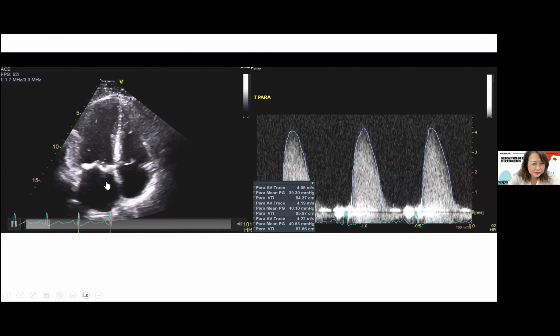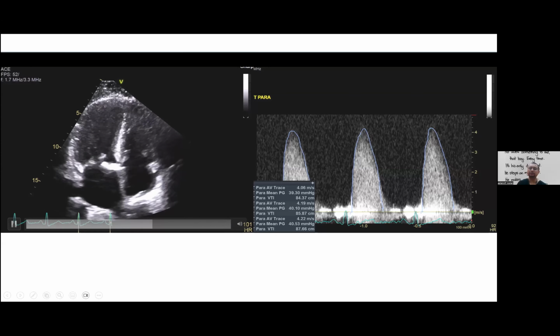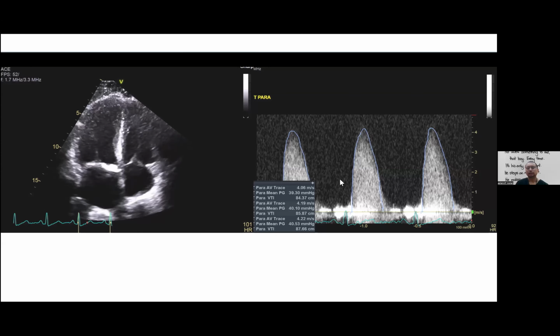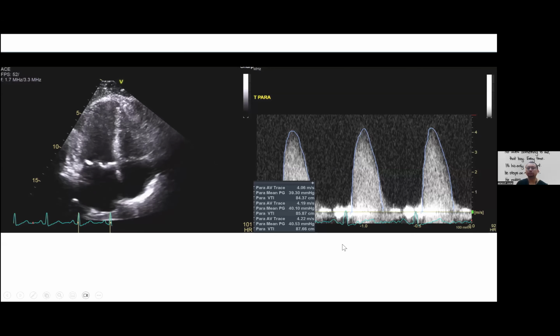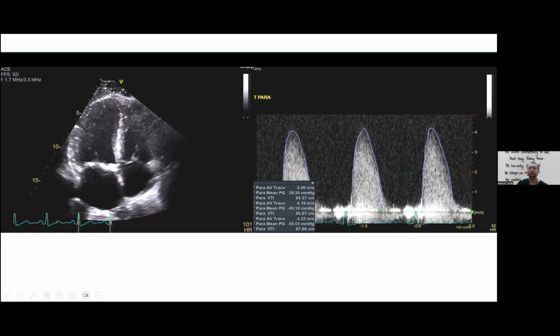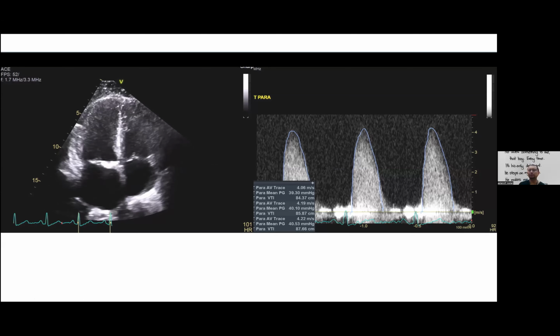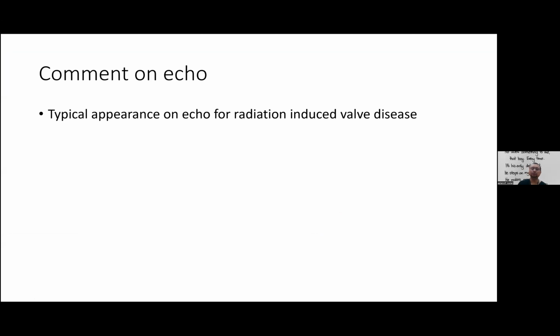And you can see here calcification of the mitral annulus that can look at first glance like a degenerative mitral annular calcification. This is the continuous wave Doppler at the right parasternal view of the aortic valve. You can see a significant velocity of 4.1 meters per second and mean gradient of 40.1 millimeters of mercury, showing severe aortic stenosis. So this case, I just wanted to show a typical appearance on echocardiogram for radiation-induced valve disease.